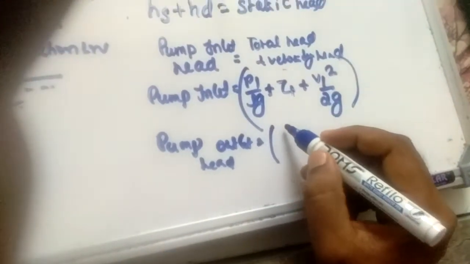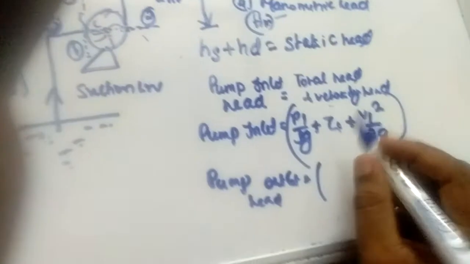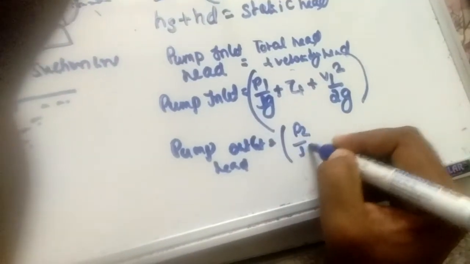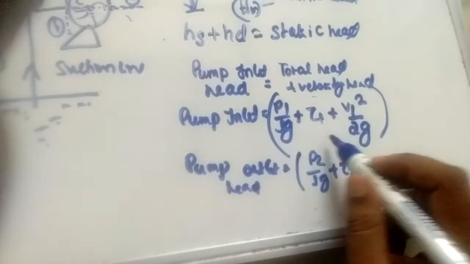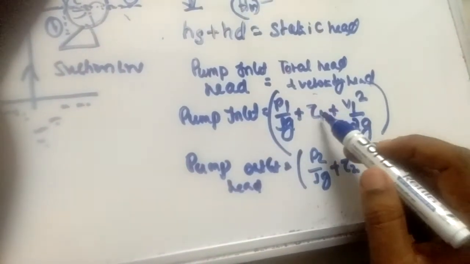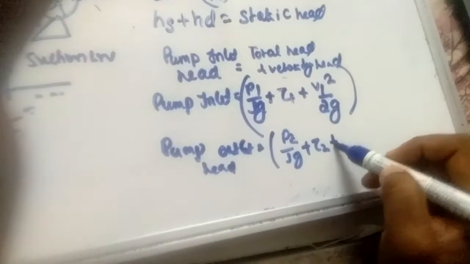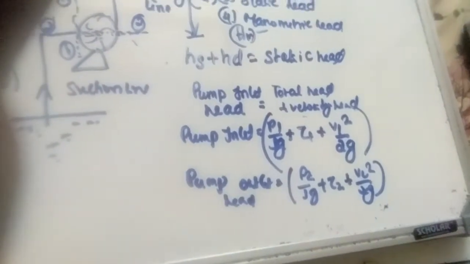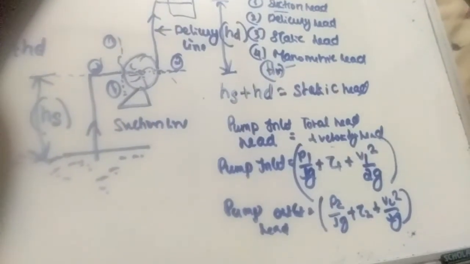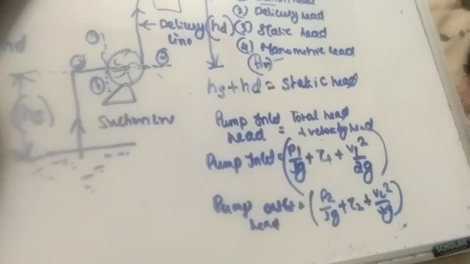Then the pump outlet head, we can write it as section 2: P2 by rho g plus Z2. The P1 by rho g is the pressure head, then datum head and velocity head. Here it is the same thing: pressure head, datum head and velocity head, V2 square by 2g. For the pump inlet, we can write P1 by rho g plus Z1 plus V1 square by 2g.